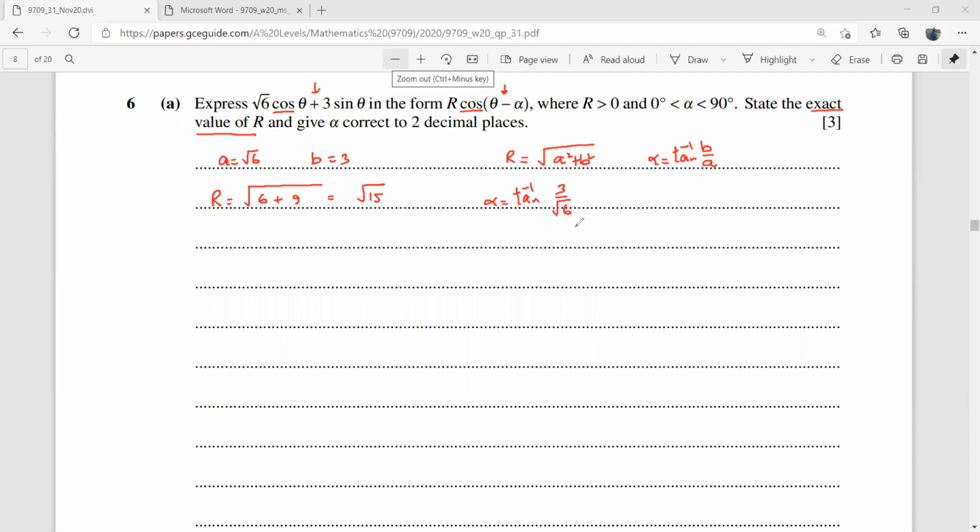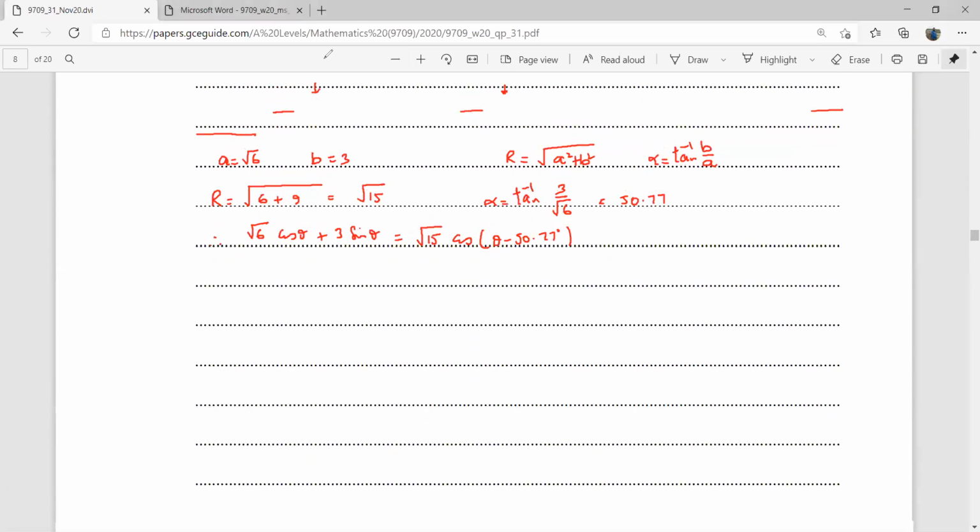Do you have the calculator? So what is that? Okay, yeah, correct. To two decimal places is 50.77. Therefore, this under root 6 cos theta plus 3 sine theta is going to be written as under root 15 cos theta minus 50.77. So this is for the 3 marks, okay?